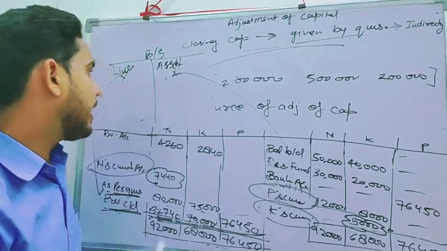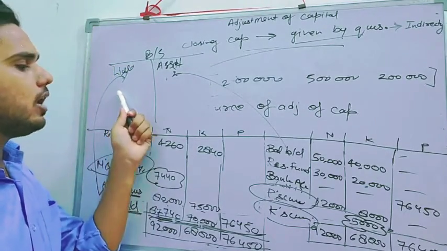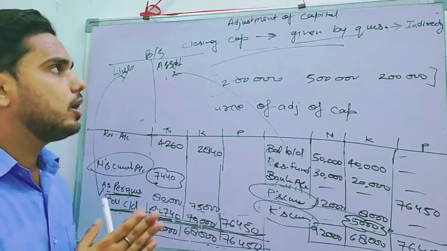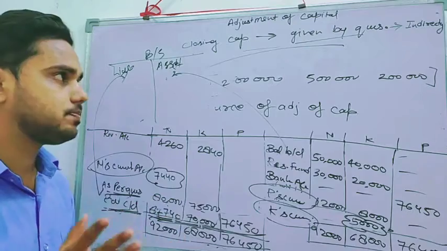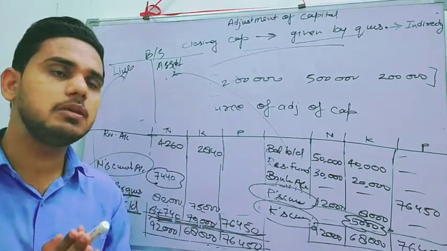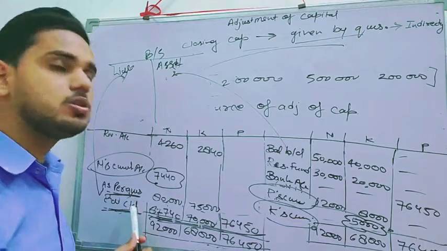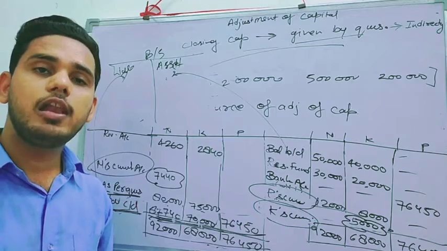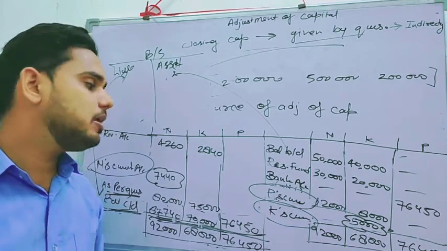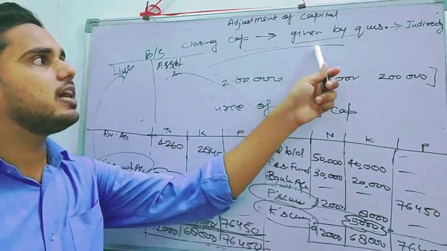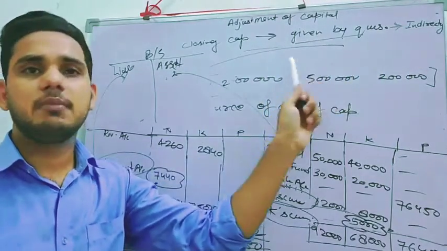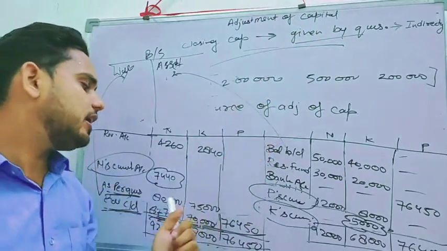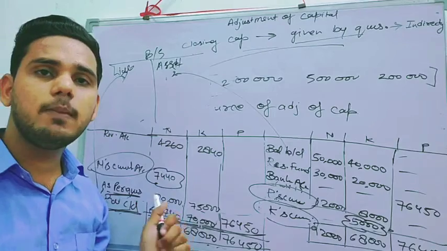Okay, means we will write here N's current account and we will write here K's current account. Right. So I hope till here everything is clear to you. What does adjustment of capital mean, sir? Adjustment of capital means that the closing capital which we were writing till now as a balancing figure will not be a balancing figure, and that will be the value which will be given by the question but indirectly. Means there will be a way to calculate the closing capital and we will write that calculated closing capital here and not the balancing figure.